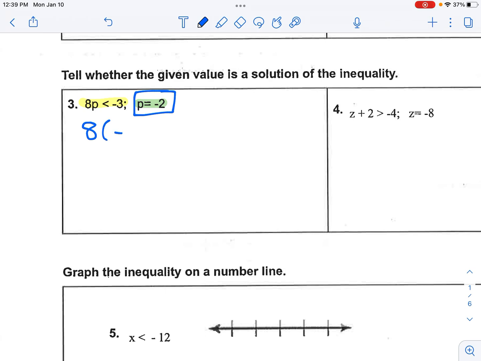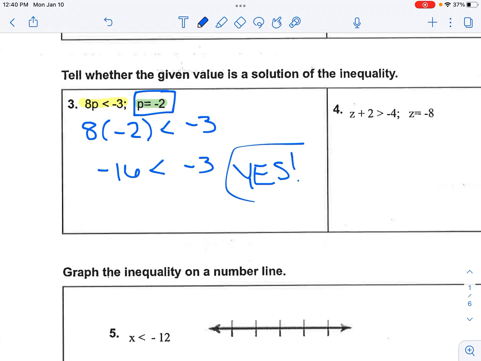So is 8 times negative 2 less than negative 3? Well, 8 times negative 2 is negative 16. Is negative 16 less than negative 3? And on these, your final answer is going to be a yes or a no. So that one would be yes because negative 16 is less than negative 3.